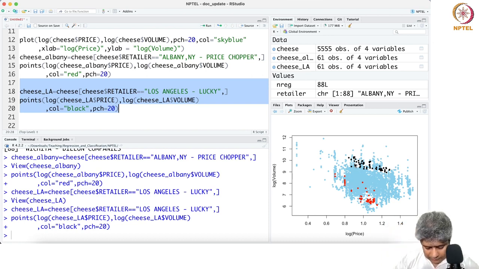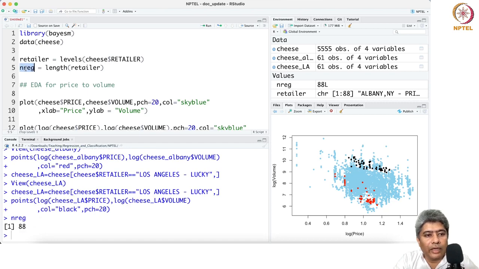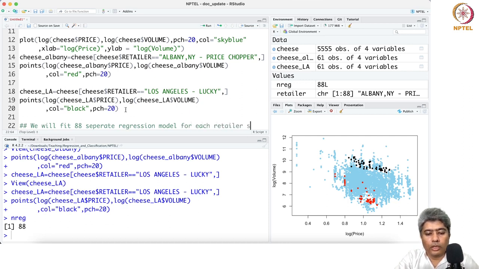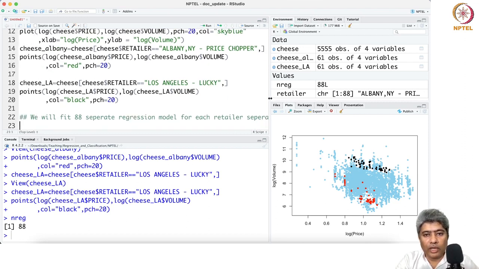So that's the idea. How many retailers are there? 88 retailers. We want to fit 88 regression models. So let's fit 88 separate regression models, one for each retailer separately. Correct? Now that's my goal.